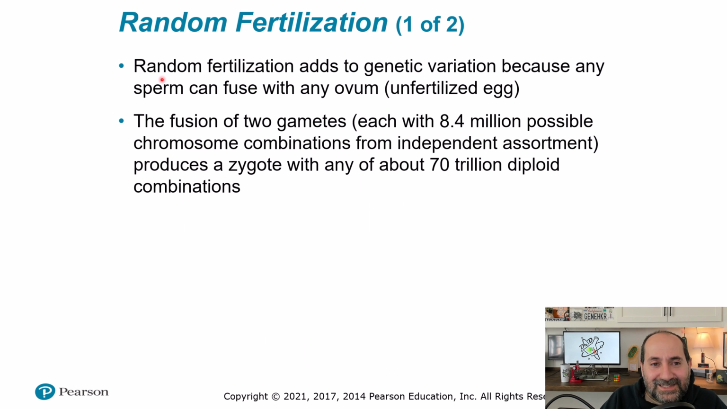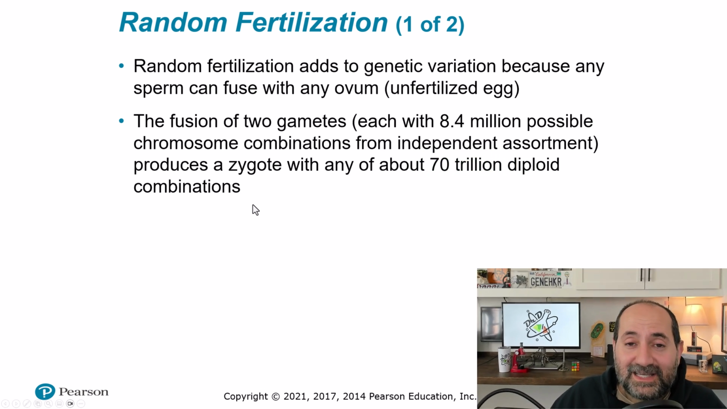And so what they say is this random fertilization of a random 1 in 8 million sperm variation with a 1 in 8 million egg variation adds to the genetic variation because any sperm could fuse with any ovum, or unfertilized egg. The fusion of 2 gametes, each with 8.4 million possible chromosome combinations from independent assortment, produces, get this everyone, produces a zygote with any of about 70 trillion diploid combinations.